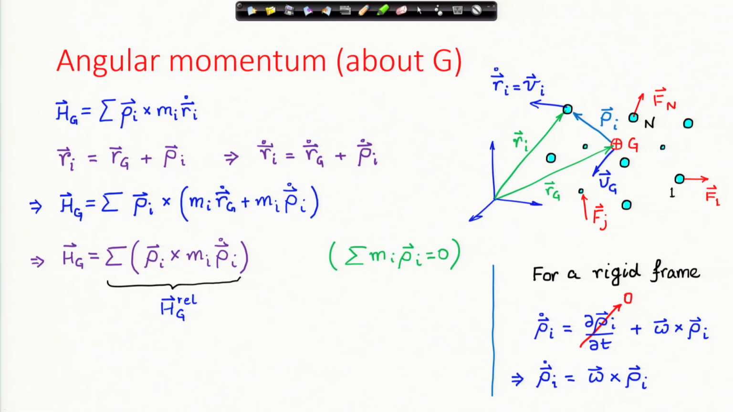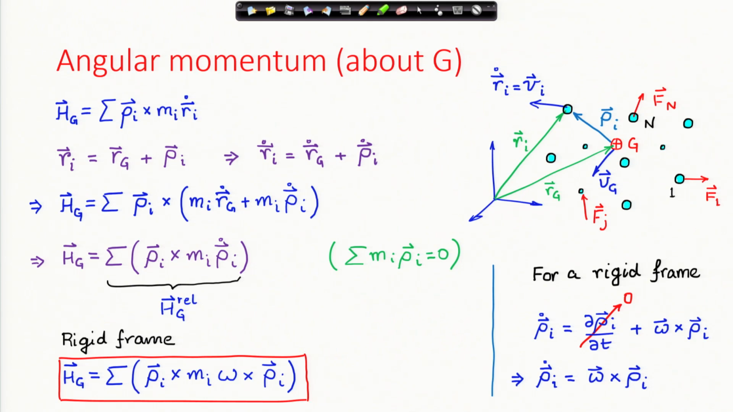Now, for a rigid frame, this we have seen before, the rate of change of the relative vector rho_i is nothing but omega cross rho_i. When everything is connected by a rigid frame, the center of mass is in a fixed relation with the distribution of the particles. So, rho_i dot is omega cross rho_i, which I can substitute in this expression of H_G or H_G_rel to express H_G in terms of the angular velocity of the frame.